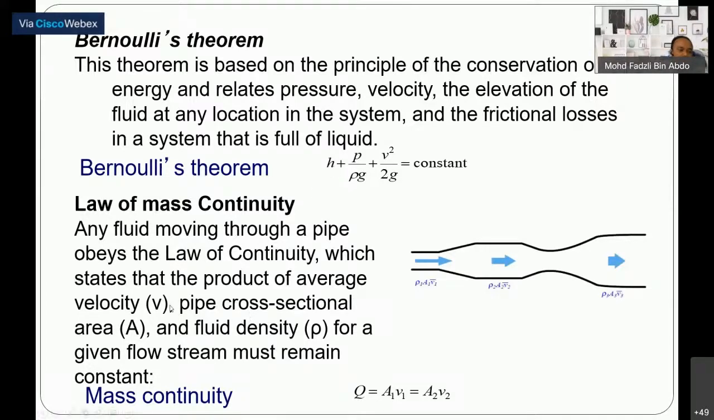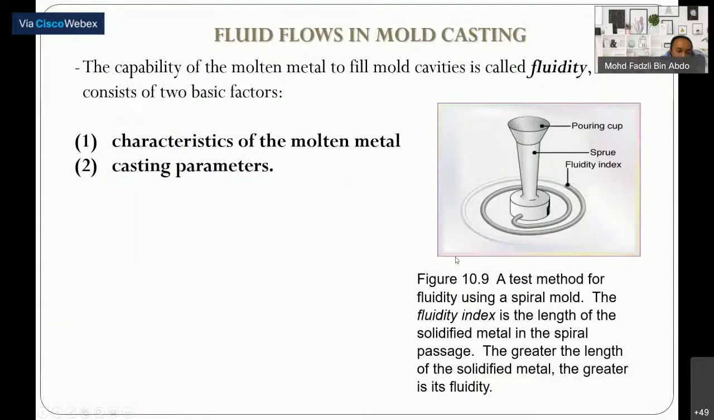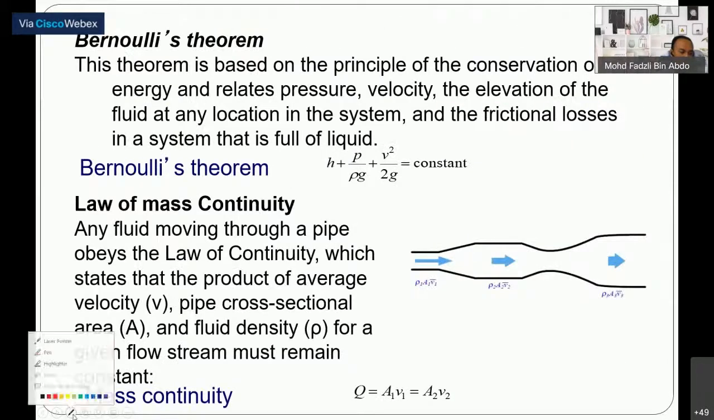Okay, maksudnya yang ni, contoh yang ni kita punya ni kan. So pressure dekat sini lebih besar daripada pressure dekat sini, dan pressure dekat sini lebih kecil. Okay, maksudnya pressure sini lebih besar daripada pressure sini dan lebih besar daripada pressure di sini. This is the law of mass continuity.